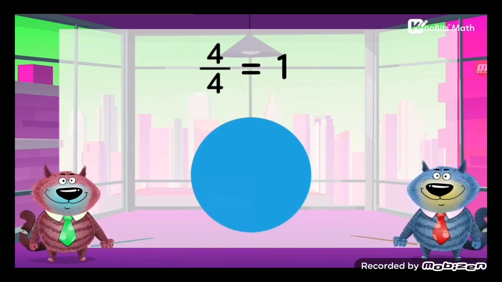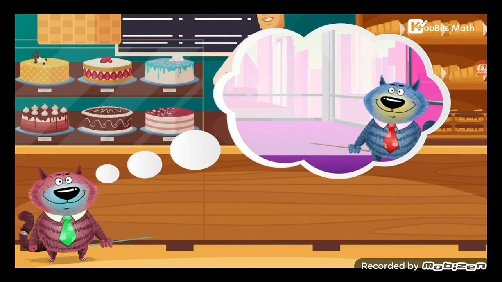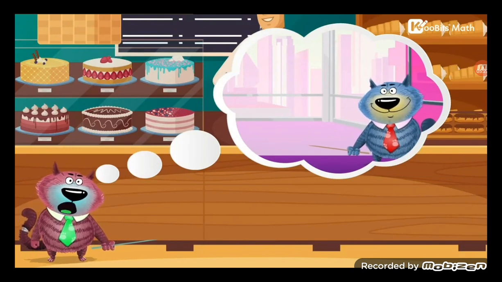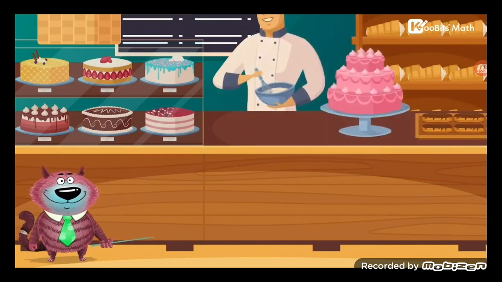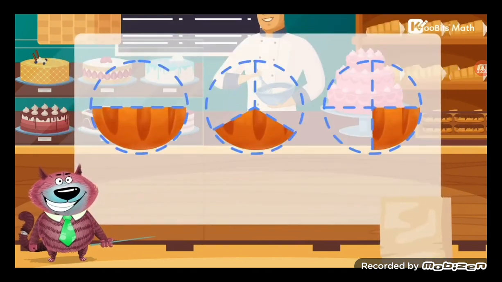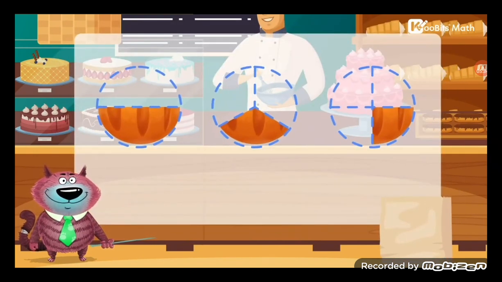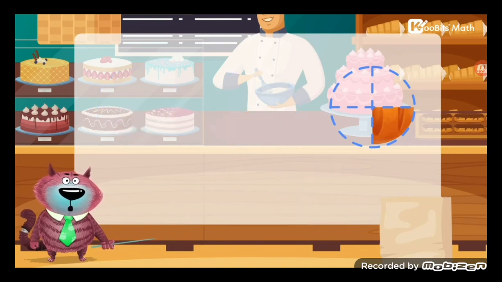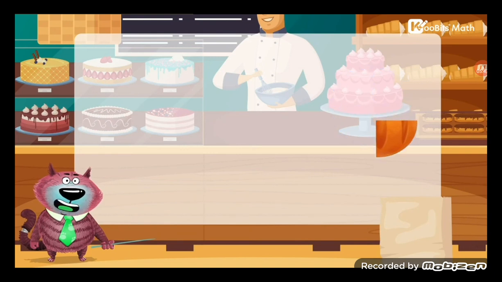Hey, that's right. Aha! Now I remember what 1/4 of a whole is. Do you? Can you point to the one we should get? I think you're right. That is 1 out of 4 equal parts of a whole loaf of bread. Let's get that one.